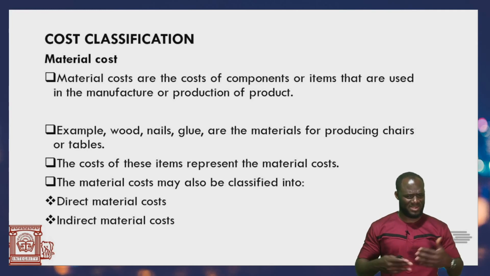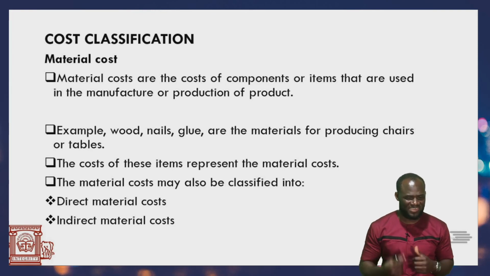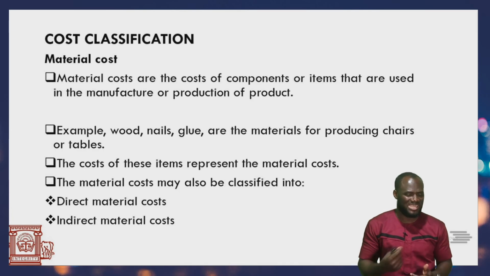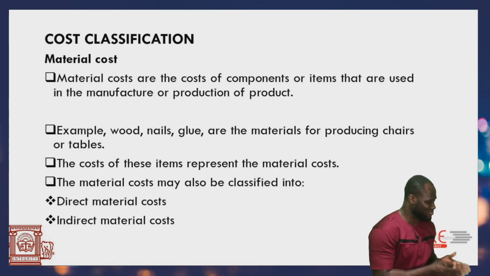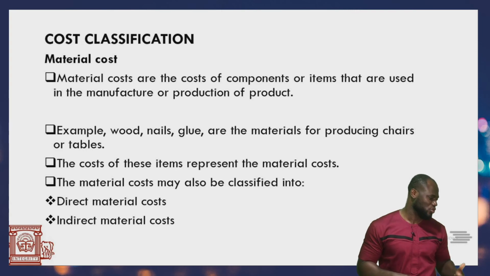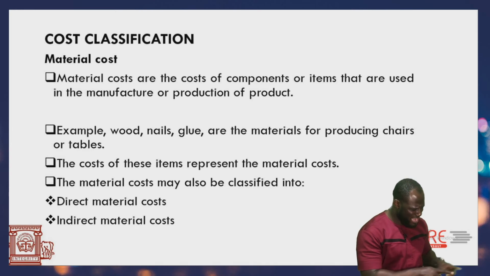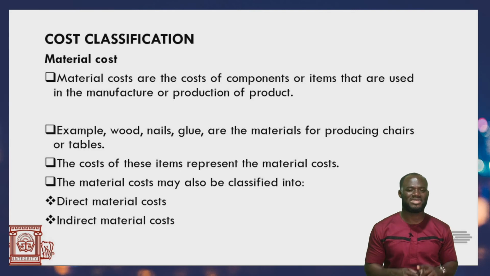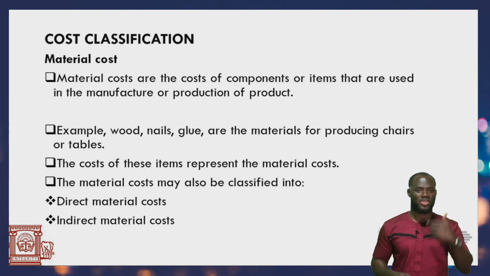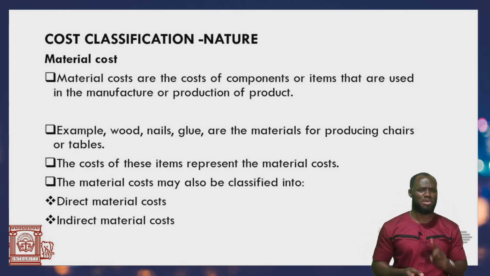Again, when you pick the same final product, there are some other materials that were equally used, but you cannot identify them with the final product. We cannot identify them with the table as a finished product. Everybody knows that this table was made of wood, which is the direct material. But you and I also know that sandpaper was used, glues were used, nails were used, but you cannot see them anywhere around the table that is produced. Those non-identifiable materials are what is referred to as the indirect material cost.